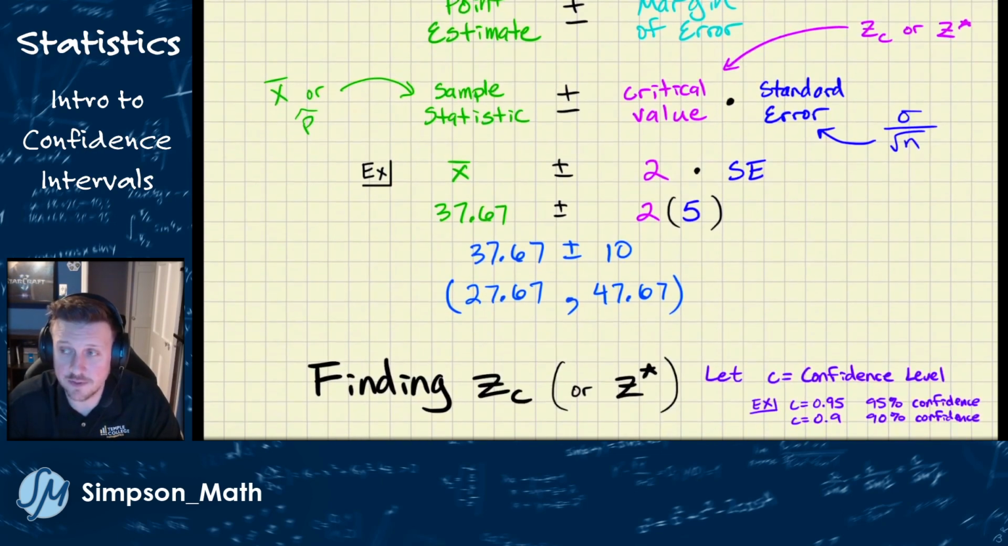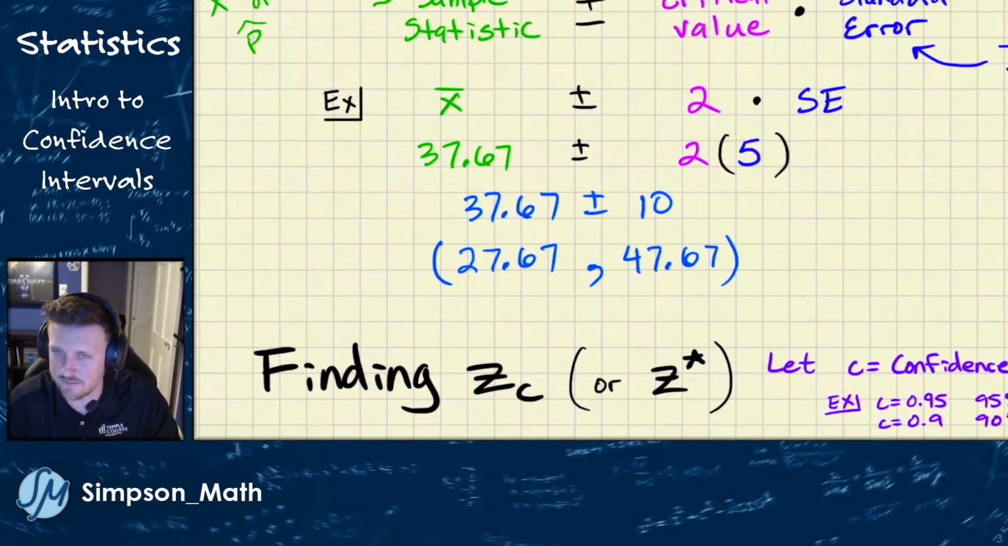So our example that we saw at the top of the video is our sample mean plus or minus 2 times our standard error. Our sample mean was 37.67, and we plus or minus 2 times our standard error, and our standard error was 5. So 2 times 5 is 10.